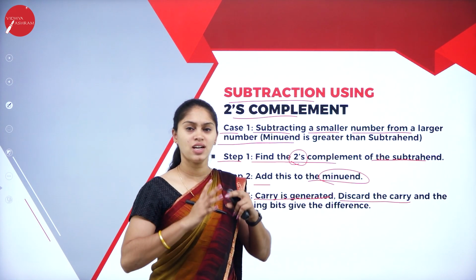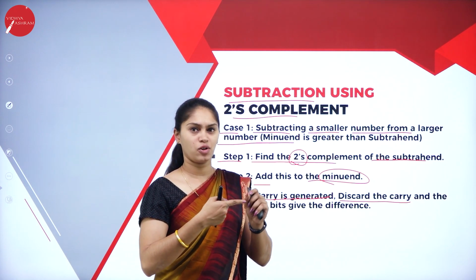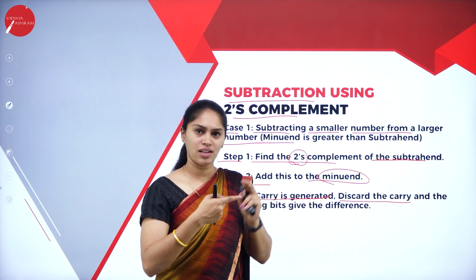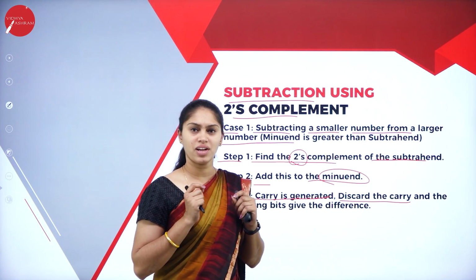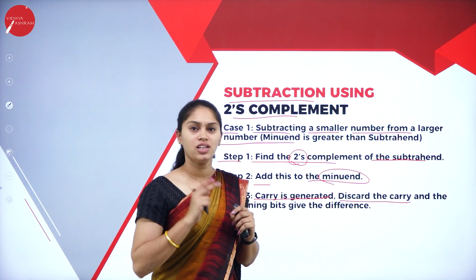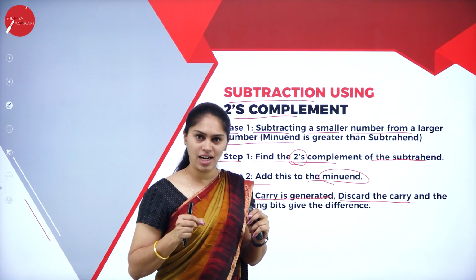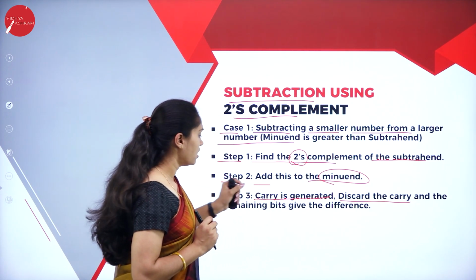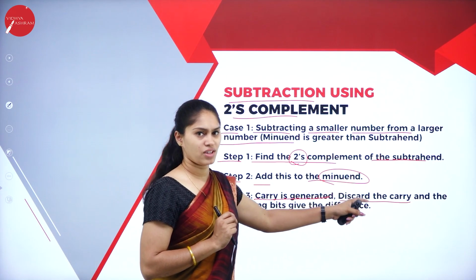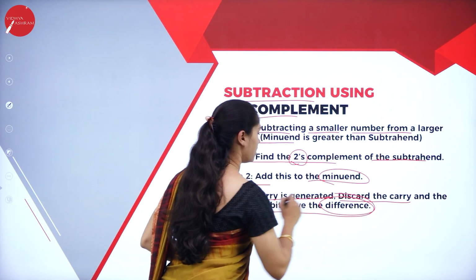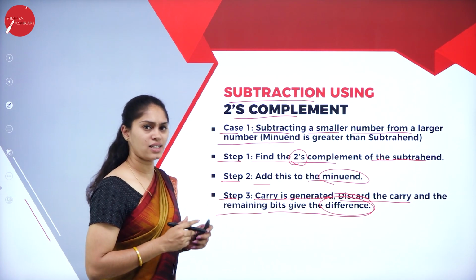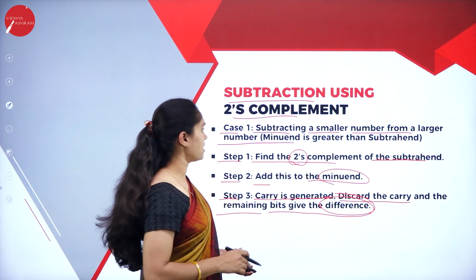Why? Because once it is complemented, it gives the negative sign. Again, if I add 1, that will give the positive value. So that is what we are doing in the twos complement. So there is no need to add that carry again to the LSB. The carry is generated, we discard it, then the remaining bits give the difference. That is what we get as a result. We'll see the problem now.